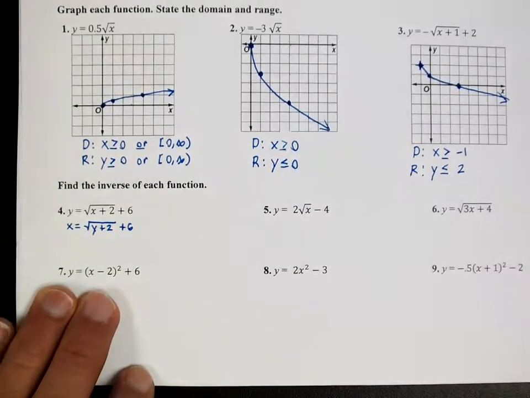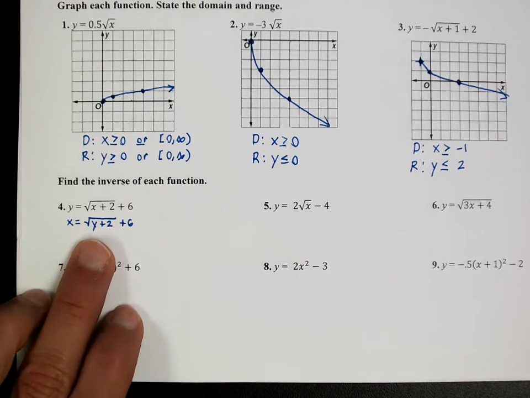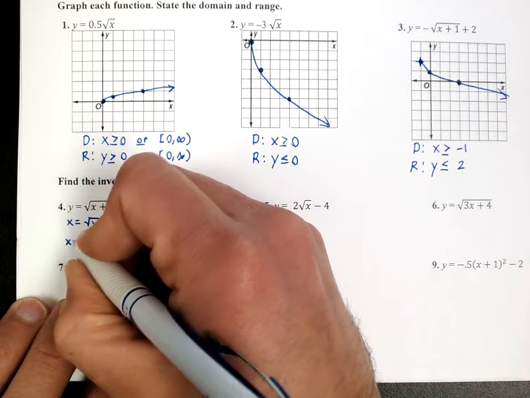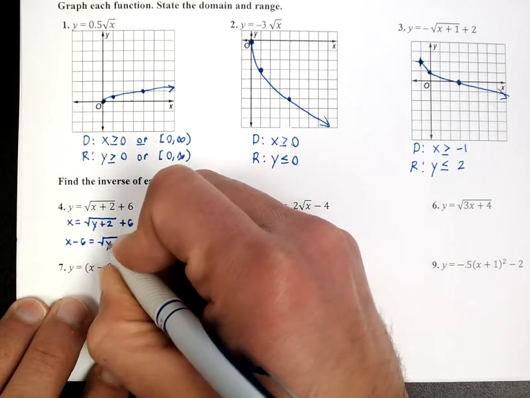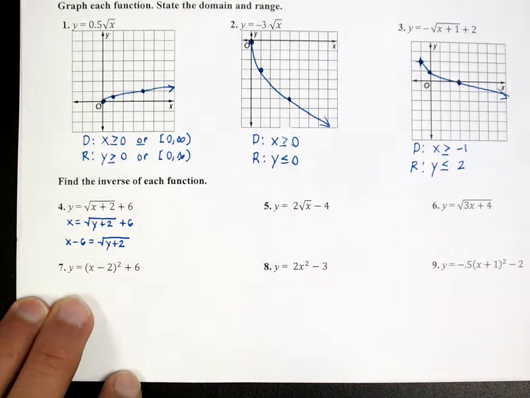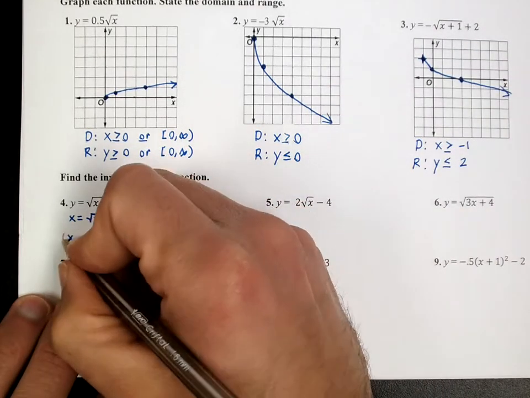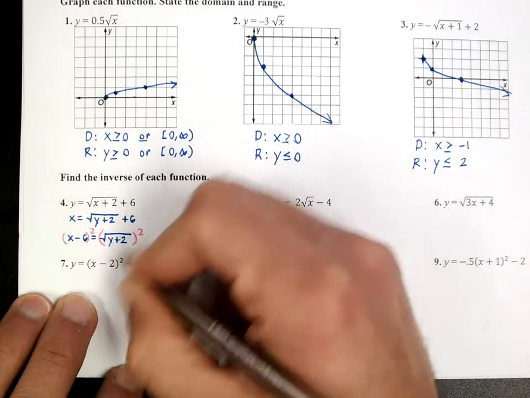Now the important thing about this is you must isolate the radical. You must get the radical by itself. So before I do anything, I am going to subtract the 6 from both sides. And you cannot touch anything inside the radical until you get rid of it. So the next step is I'm going to raise both sides to the power of 2, because this side will get rid of the radical if I do that.